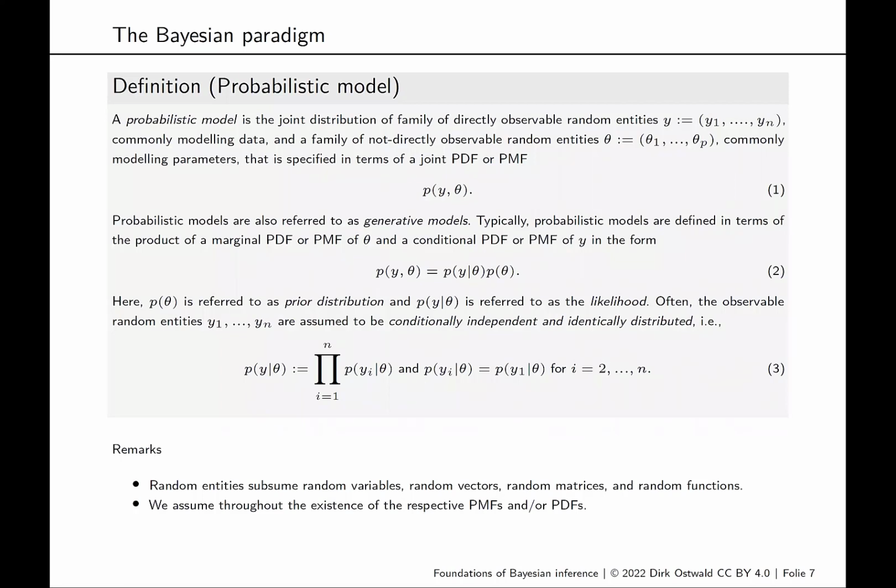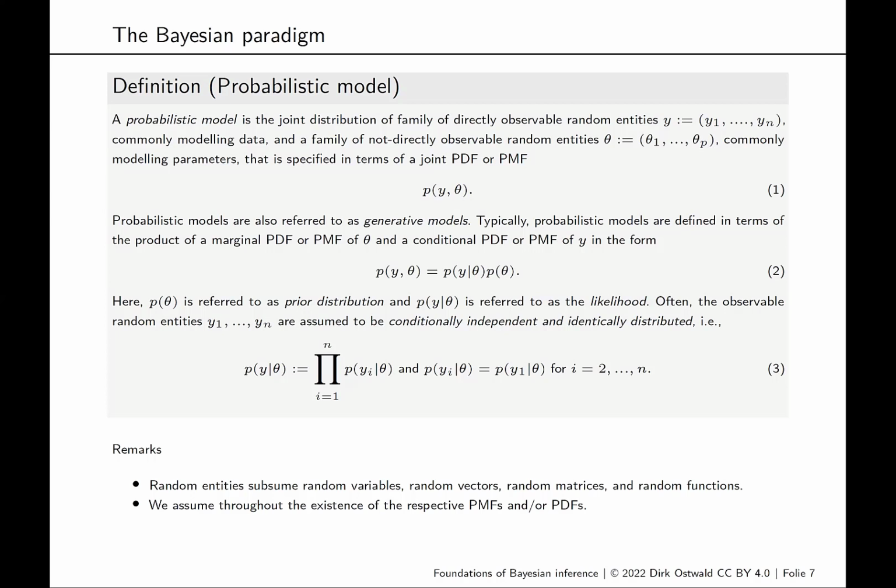So this is the first definition, and most of the definitions will be shorter, but we have to start somewhere. And I like to start with probabilistic models. So this P(Y, theta) here, that's what I will always refer to as a probabilistic model. So what is this? A probabilistic model is a joint distribution of a family of directly observable random entities, Y, commonly modeling data, and a family of not directly observable random entities, theta, commonly modeling parameters. So if you ignore what is written here, think of Y as data and theta as parameter.